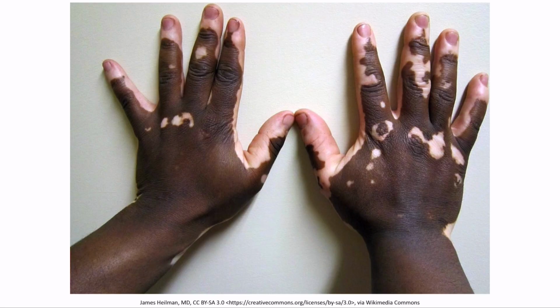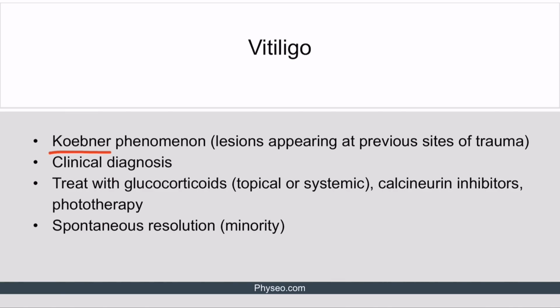Here's an image showing bilateral upper extremity involvement by vitiligo. Note the well-demarcated areas of complete depigmentation. Koebner phenomenon is also commonly seen, which means lesions of vitiligo may appear at previous sites of trauma. Vitiligo is usually a clinical diagnosis.